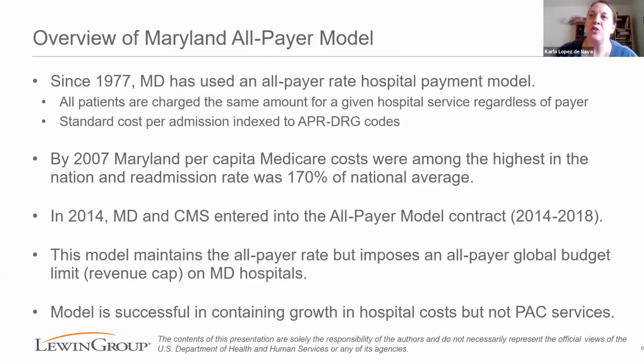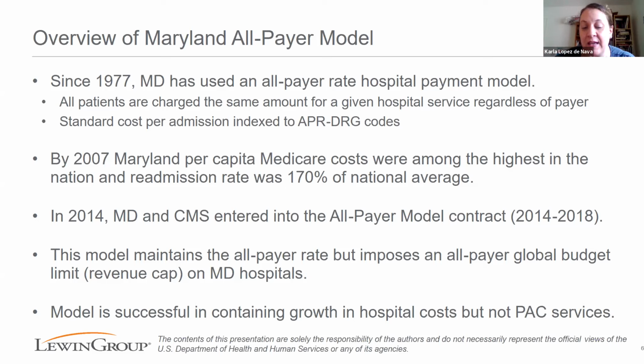And as Joel was mentioning, since the 1970s, Maryland has used an all-payer rate setting model, a hospital payment model. This means that all patients are charged the same amount for given hospital services, and the standard cost per admission is indexed to an all patients refined diagnosis-related group. This system certainly helped at some point contain costs because it sets the rates that are charged. However, it doesn't cap volume.